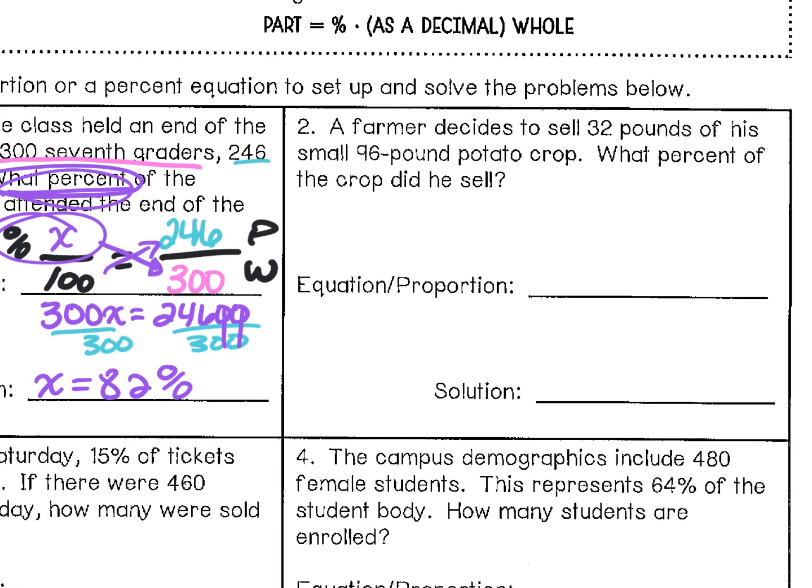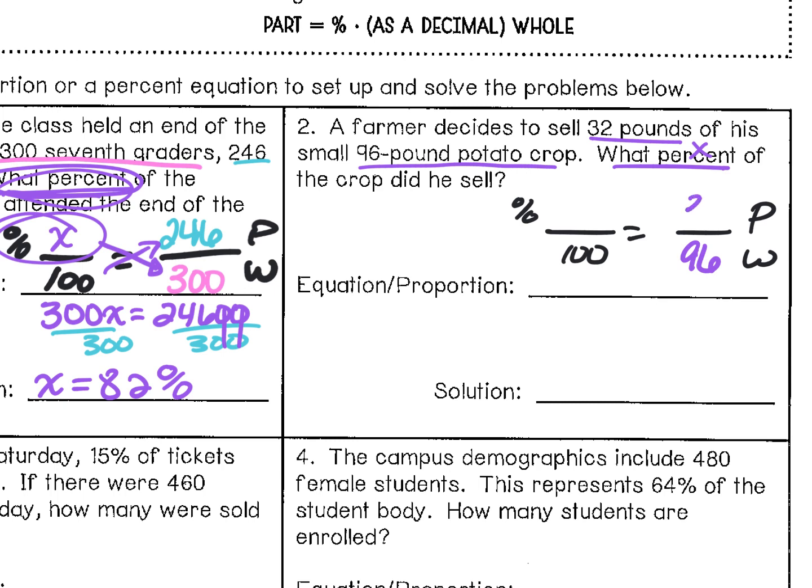We're going to keep looking through these. Again, you're going to do the same step. Percent over 100 is equal to part over whole. A farmer decides to sell 32 pounds of his 96-pound potato crop. What percent, that's our X, of the crop did he sell? So he decided to sell 32 pounds of the small 96-pound crop. So the whole crop was 96 pounds, but he sold 32. Our empty spot is X.